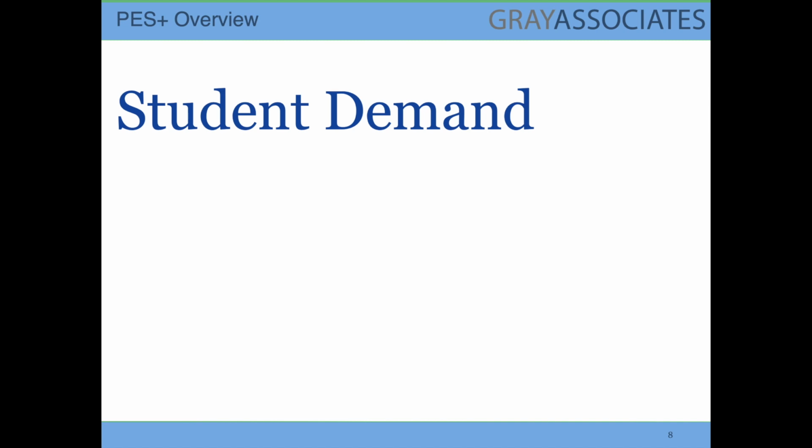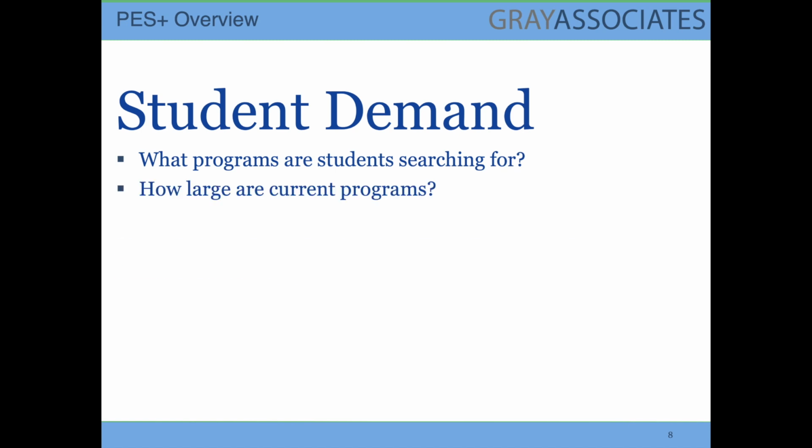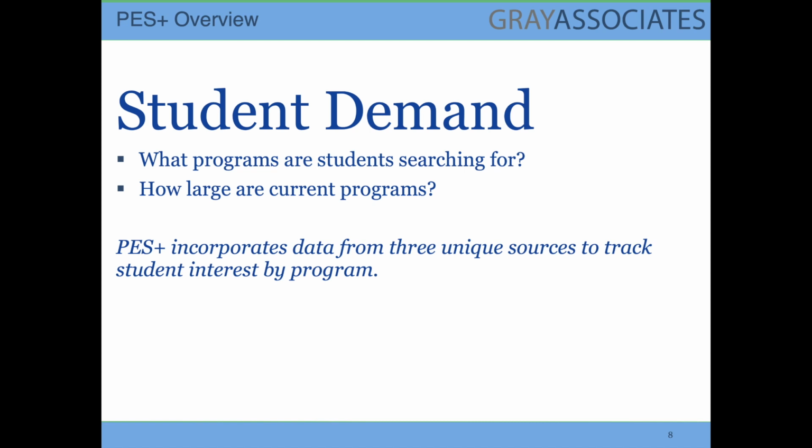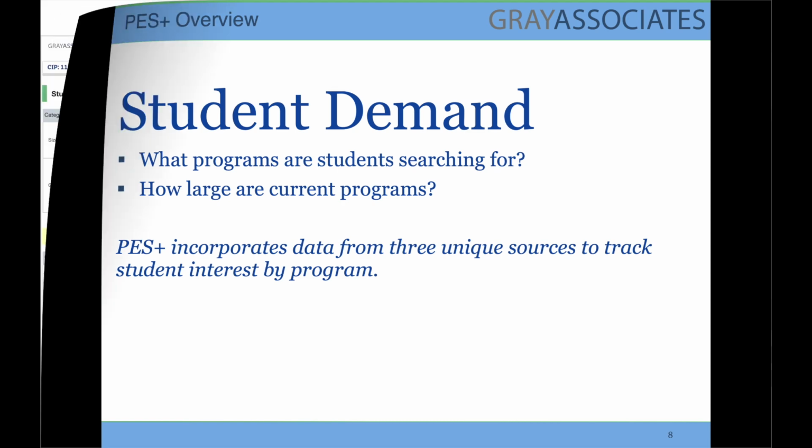Thanks, Elizabeth. So now that you know what the scorecard looks like, we're going to go inside the student demand category. The two main questions that we're answering here are what programs are students searching for and how large are current programs? So the way we do that is PES incorporates data from 3 unique sources to track student interest by program. All right, Elizabeth, can you show us how that works inside of PES Plus?